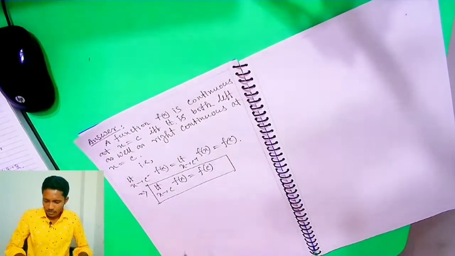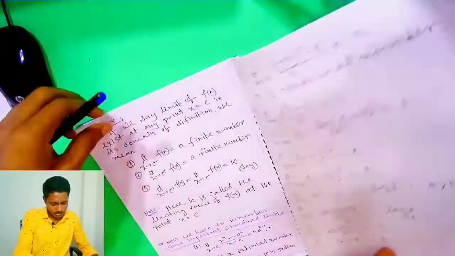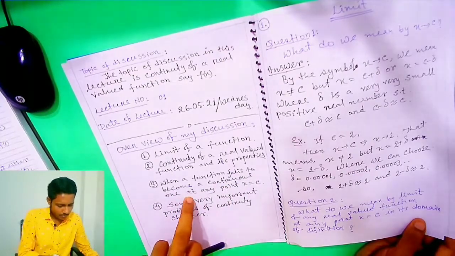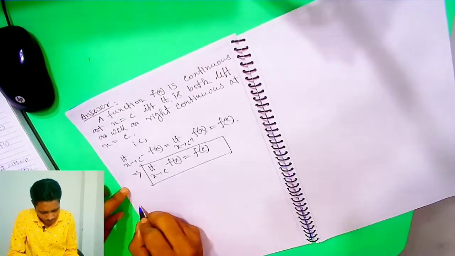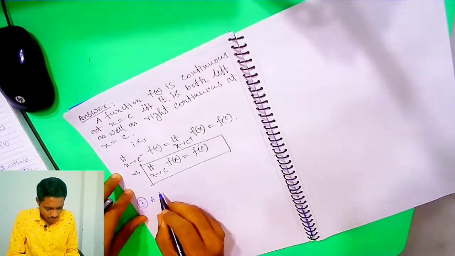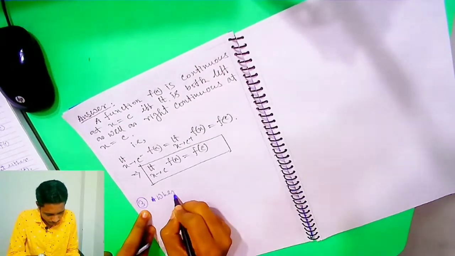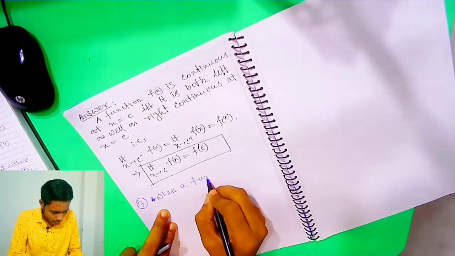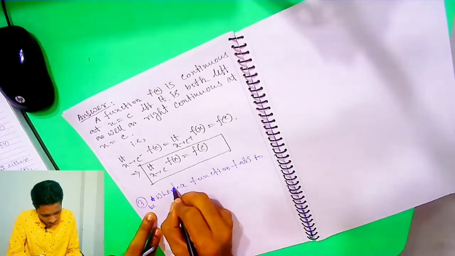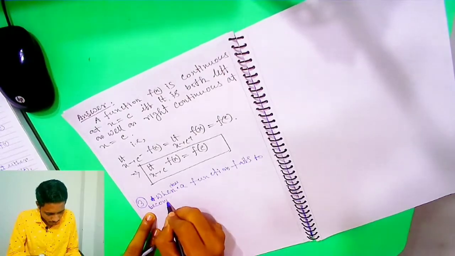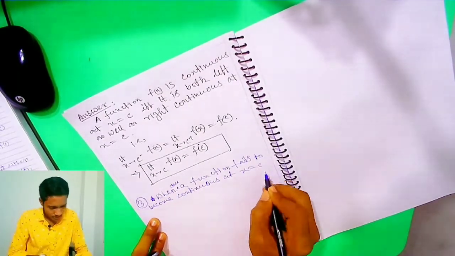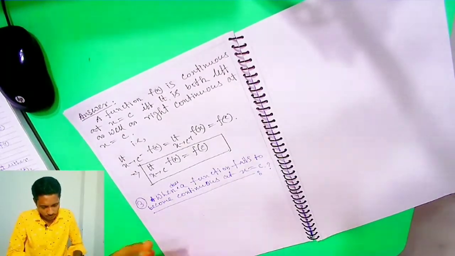Okay. Now coming to the third point. This is the third point: when does a function fail to become continuous at x is equal to c?